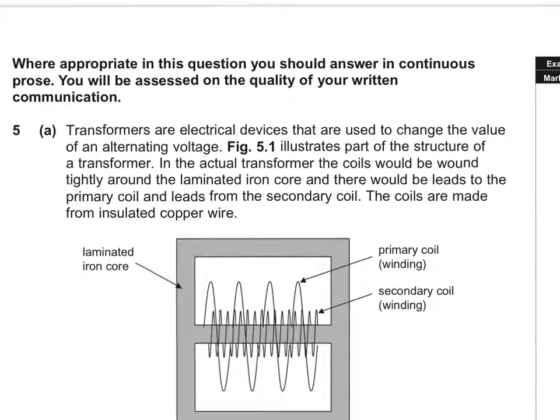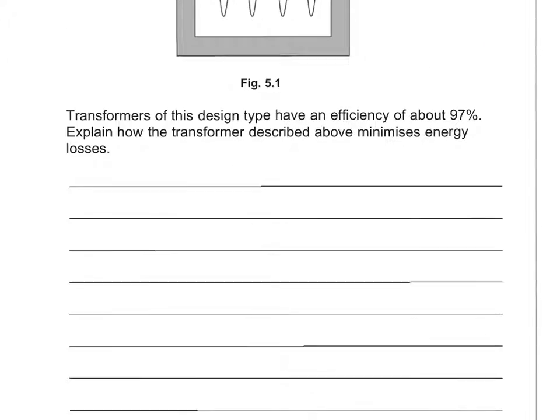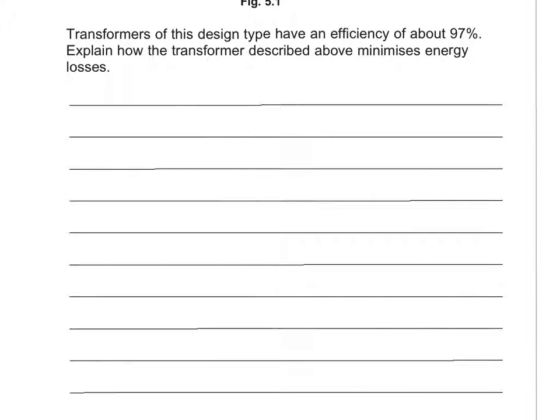They've identified the primary coils and the secondary coils, and they've established that this is a laminated core, which basically means that the metal is in layers rather than one big solid block. So what are they asking us to do then? Transformers of this design type have an efficiency of about 97%. Explain how the transformer described above minimizes energy losses.